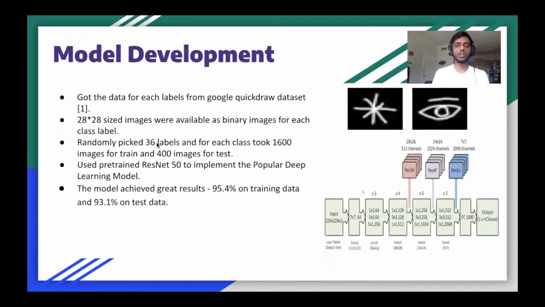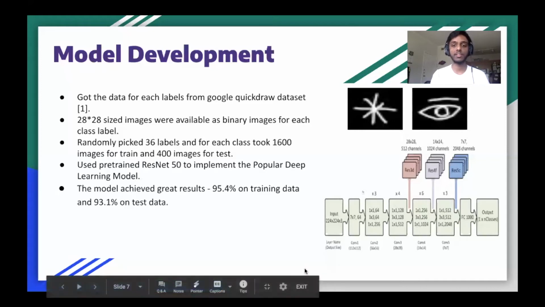And for the model part, we chose ResNet 50, practically because it has shown good results to distinguish objects on the basis of contours. We took a pre-trained ResNet on ImageNet dataset, but since they're natural images, it knows how to detect the shapes. So a pre-trained model gave us a good start to train, and the model achieved 95.4% accuracy on training data and 93.1% accuracy on the test data.